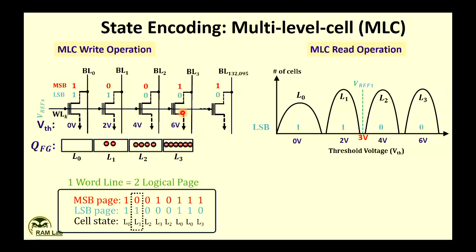Now the question is, if you want to do an AND operation, right? This is not your AND operation. This is the original data. You get your original data. If you want to do an AND operation, how will you read it? For AND operation, only this L0 should be 1. Everything else should be 0. Only cells where both bits are 1 should be 1. That means instead of putting the reference at 3 volt, if you put it at 1 volt and read the same page, you get the AND result.